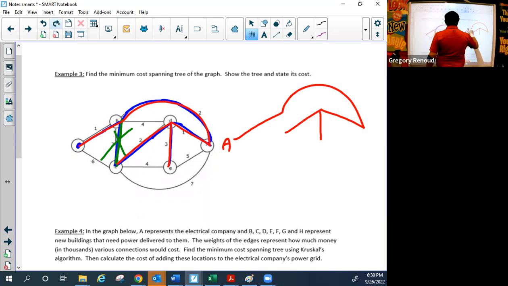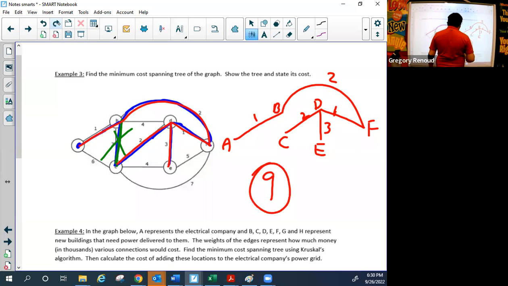This was A, B, F, D, C, and E. And the weights were 1, 2, 1, 3, 2. And so ultimately that adds up to, let's see, 3, 4, 5, 6, 7, 8, 9. We have a weight of 9.